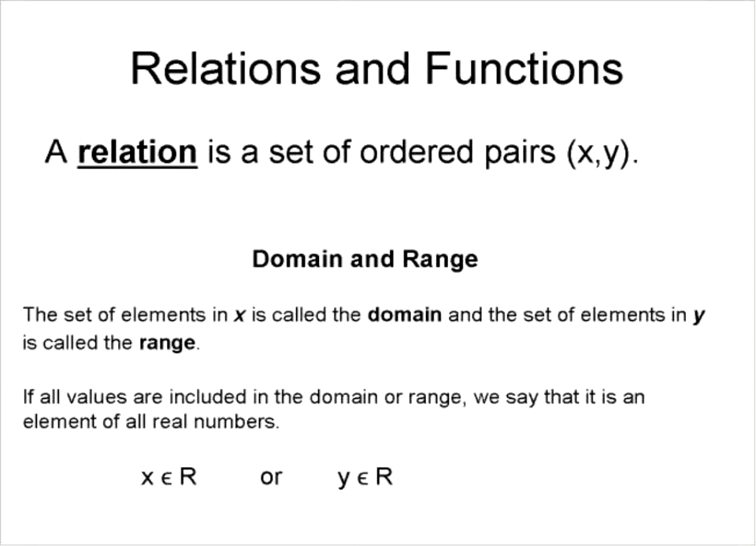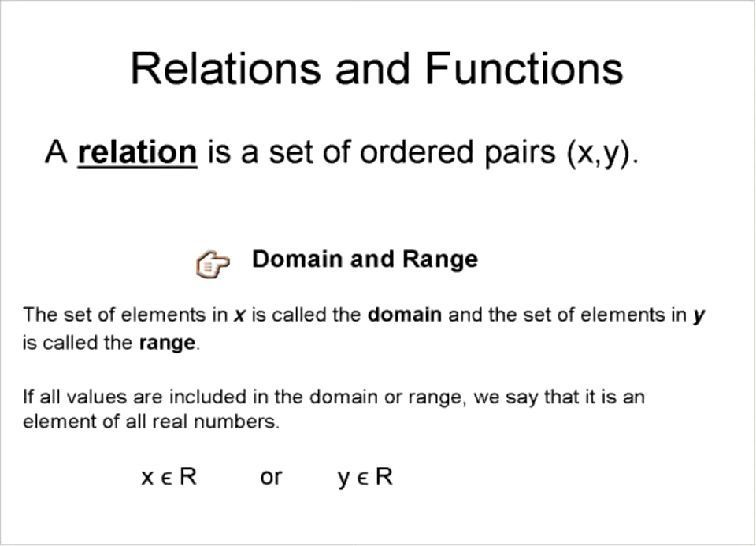Let's deal with relations and functions. So a relation is just a set of ordered pairs. And a relation, what that means, a set of ordered pairs, is we're going to have some x value and some y value. Now, is a relation always a function? No. Is a function always a relation? Yes. Let's look at, first of all, when we're dealing with relations, the domain and the range.